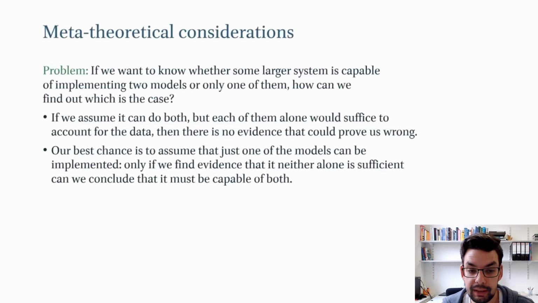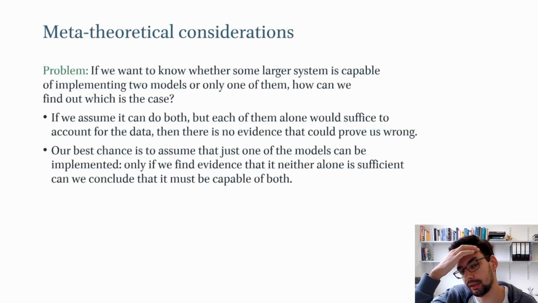And then if we find evidence that neither of them by itself is sufficient to account for the data, no matter how hard we try and how good we make our model and how many twists we make, we cannot unify them, then we'll very reluctantly perhaps assume that both of them exist independently.